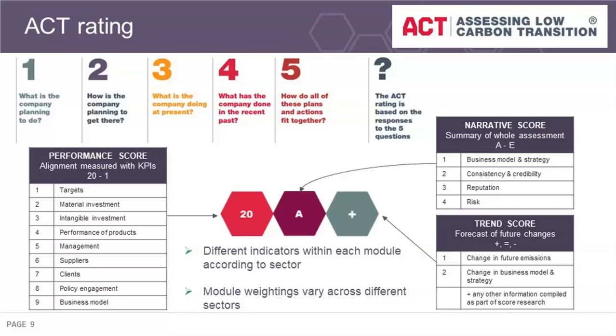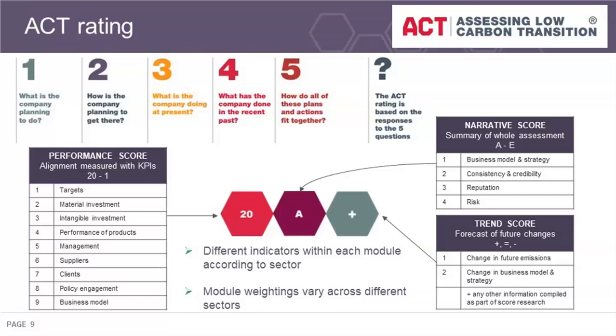And the last module for the performance score is the business model, and we assess if you are thinking about new business models for your company which are relevant and compliant with the low carbon economy. The second score is a narrative score between A and E, which represents a summary of the whole assessment. So we consider 4 criteria. The first one is an assessment of the business model and the strategy of the company. The second is the consistency and credibility of the low carbon transition strategy. The third one is about your reputation on climate topics and climate issues. And the fourth one is about the transition risk for your company.